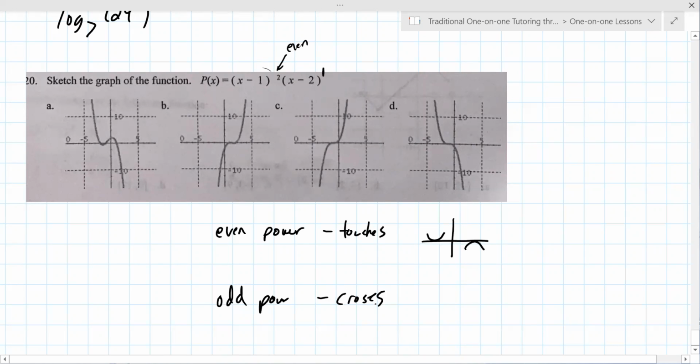So we're looking for something at 1 that touches. Now these graphs are so terrible that I don't know how you can see this, but at 1 and 2, that's what we're looking for. So hopefully yours is better on this.